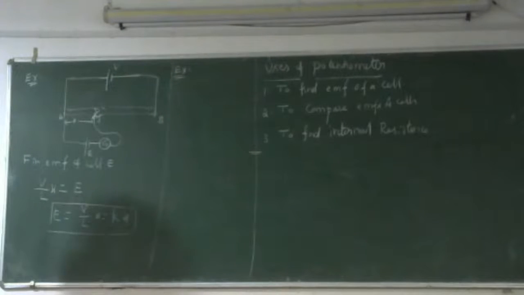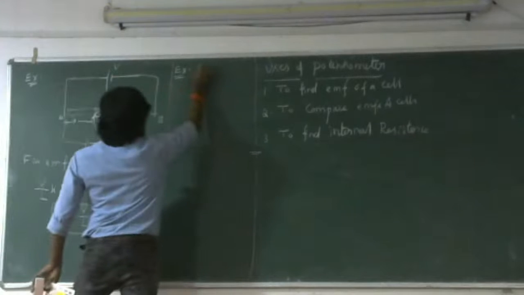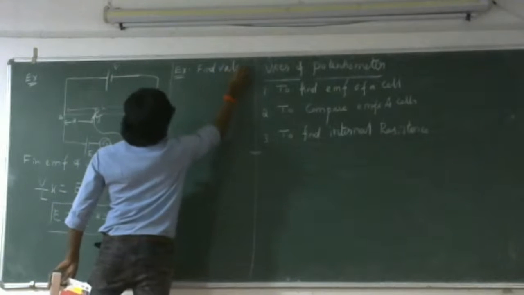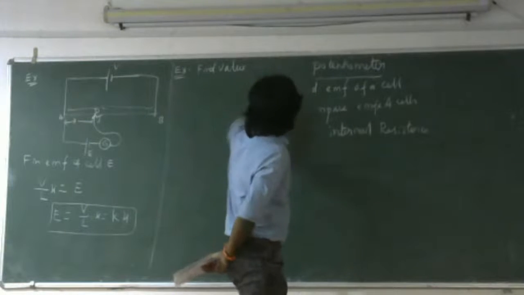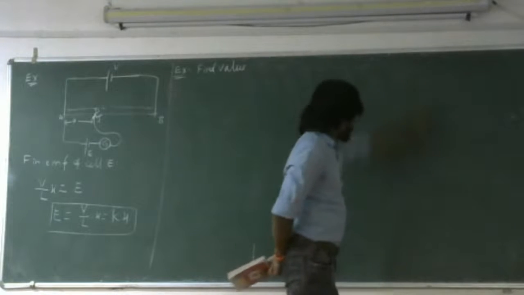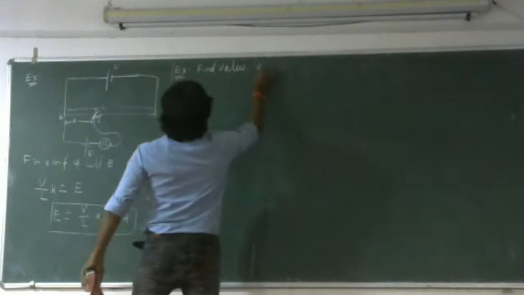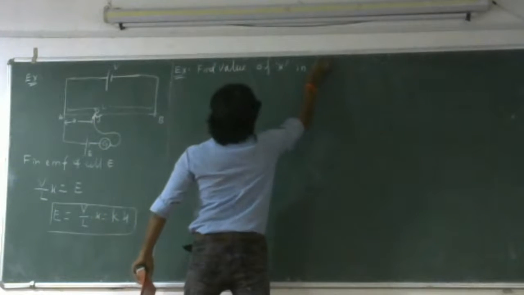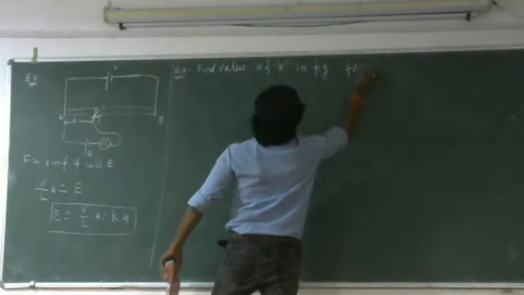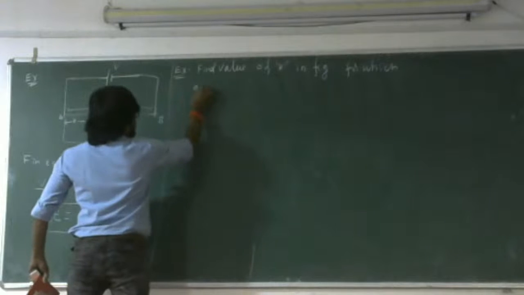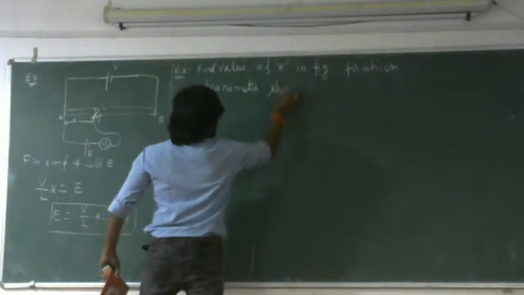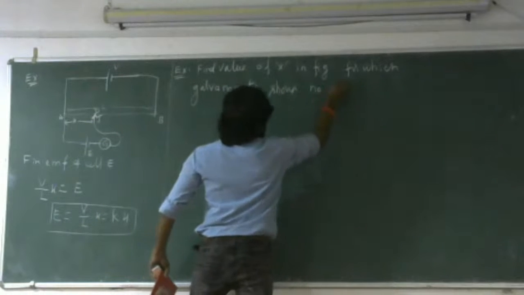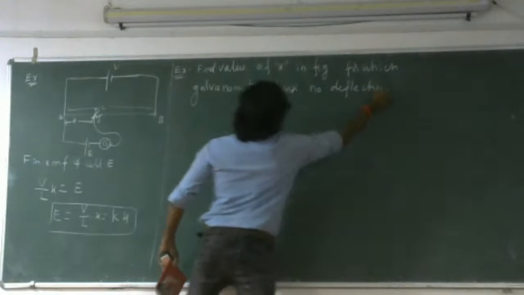Write down: find the value of X in the figure for which the galvanometer shows no deflection.